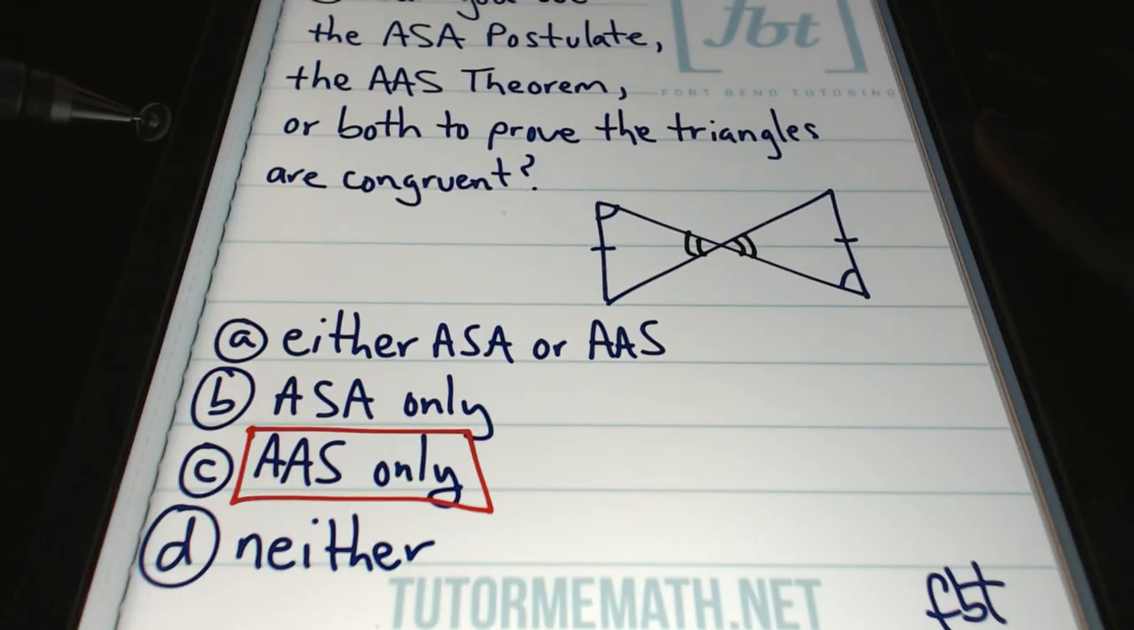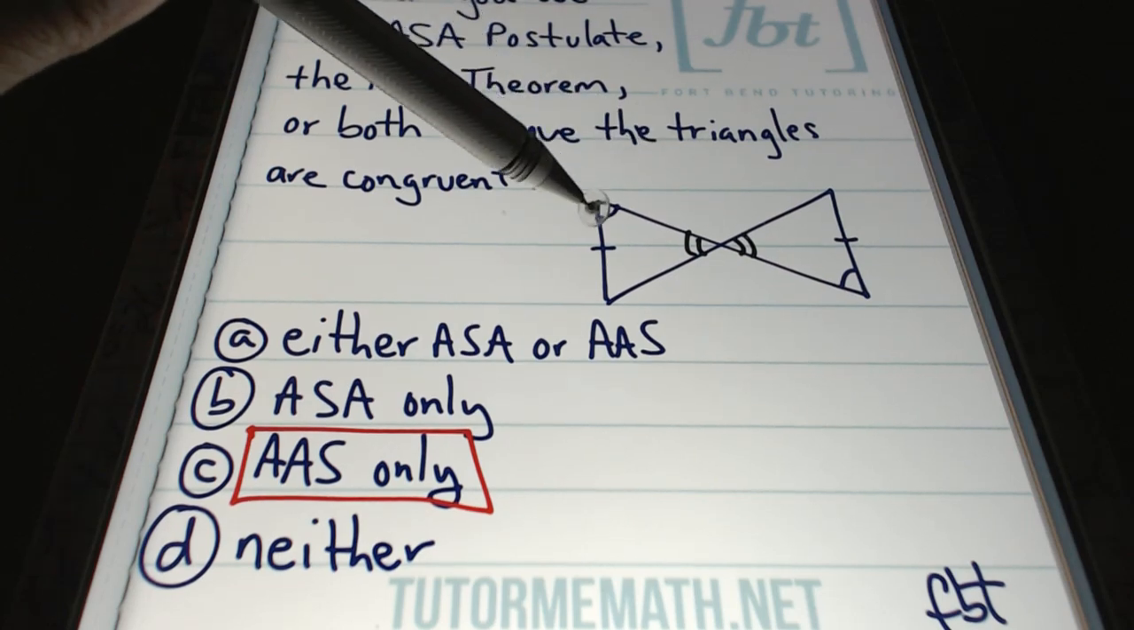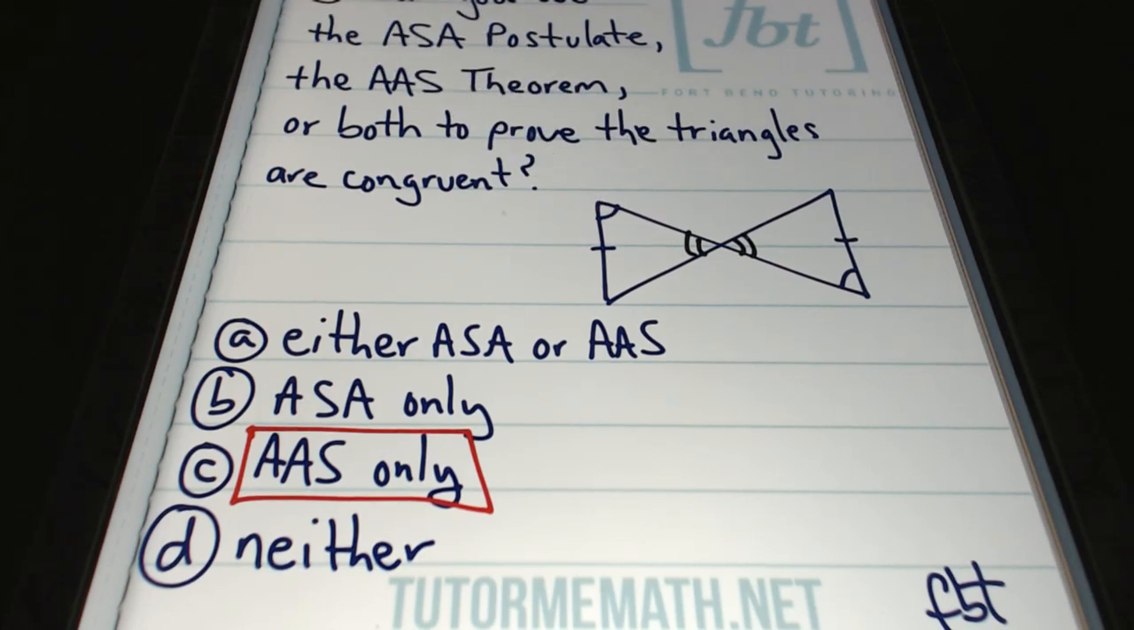It's going to be angle side, because when you're proving this, the angle measurements have to be consecutive, and then it has to be followed up by the congruent side measurement.